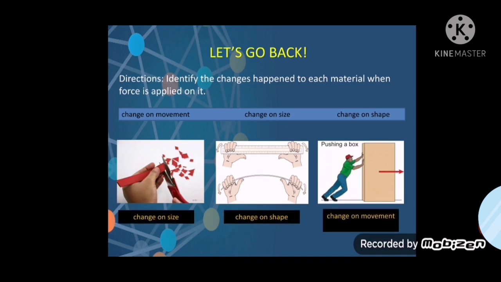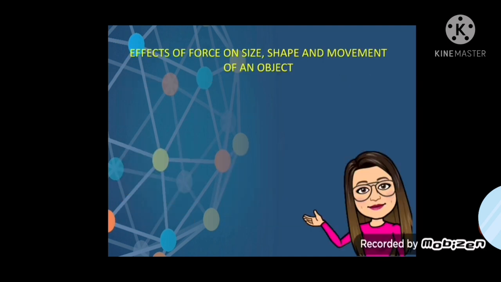The first picture shows that when cutting a paper into bits, the change in size occurs. Then the second picture, when bending a ruler, the shape is changing. And the last picture, the man pushing a box may change its movement. Very good! With this activity, we define force as either push or pull to an object.